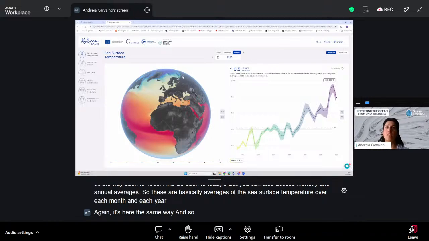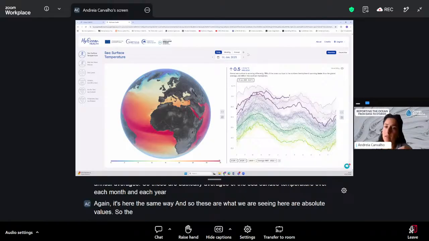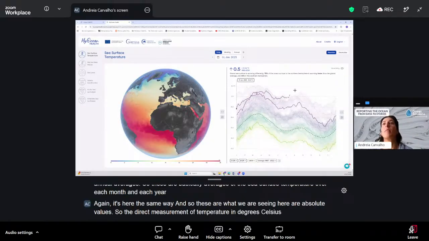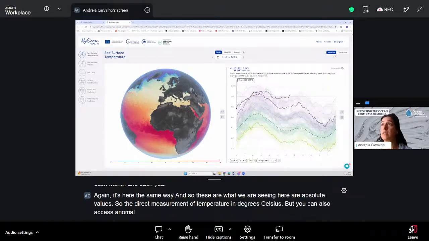And so what we are seeing here are absolute values, the direct measurement of temperature in degrees Celsius, but you can also access anomalies. So here you can select absolute or anomaly values.